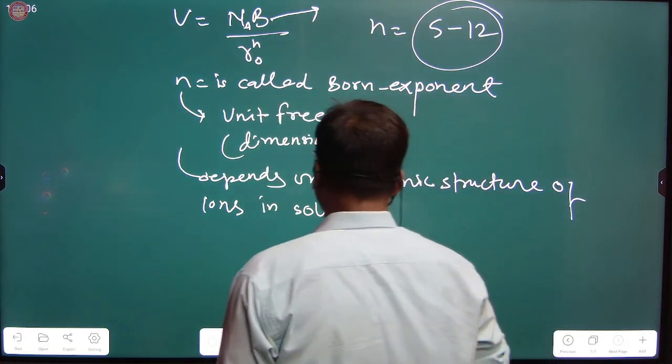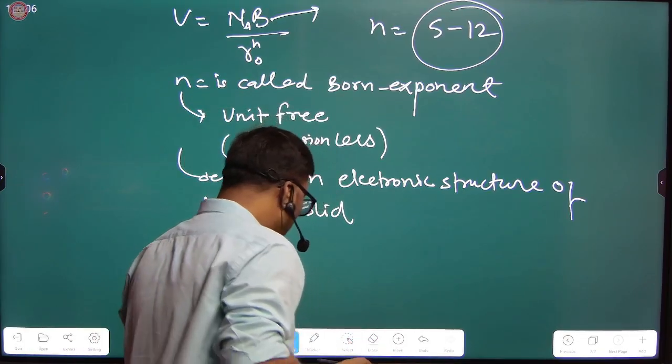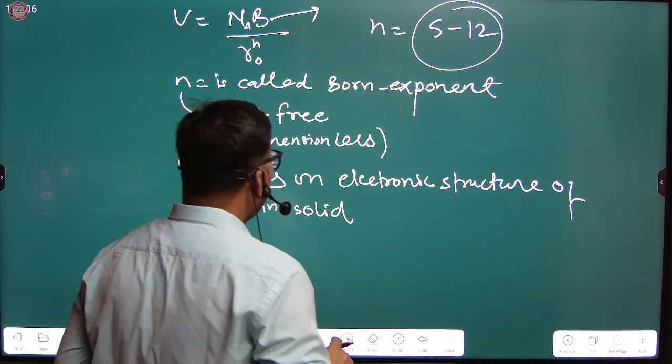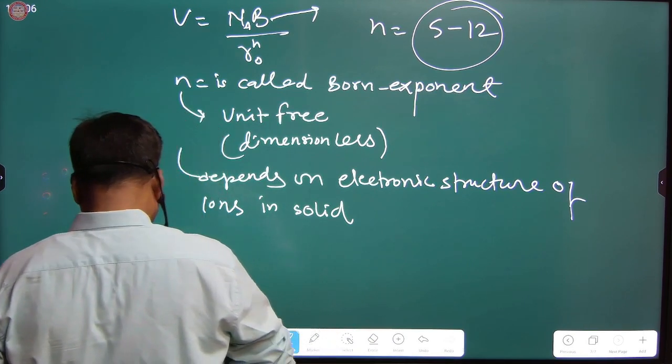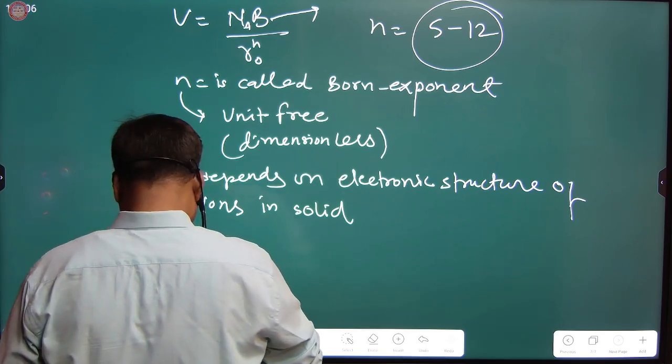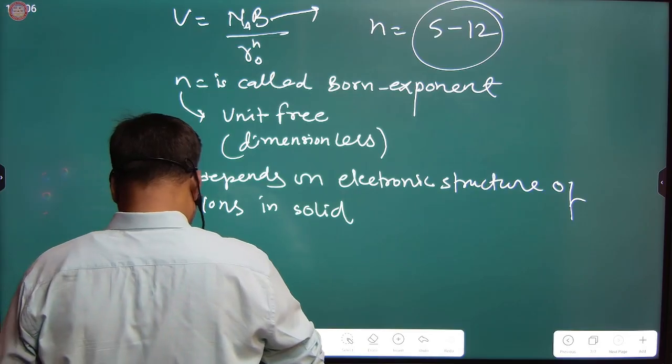So I have a data that is collected on how the Born exponent changes as the lattice structure changes. So we have a data like that.